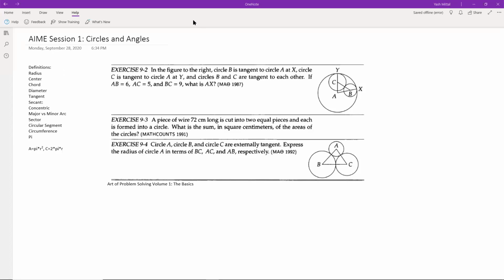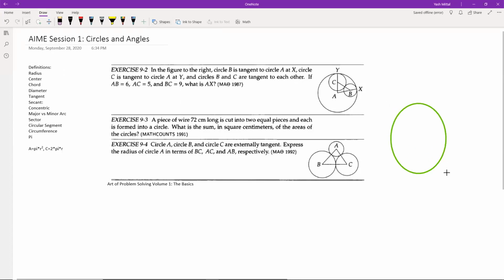Yeah. The diameter is also a chord. The diameter is the longest chord that you can make in a circle. And then, do you guys know the difference between a tangent and a secant? Just making sure.